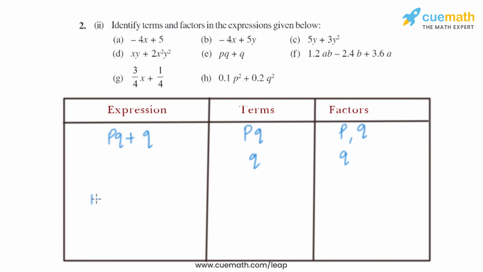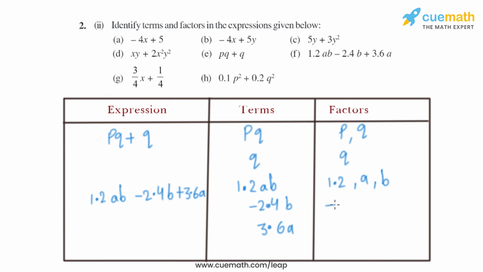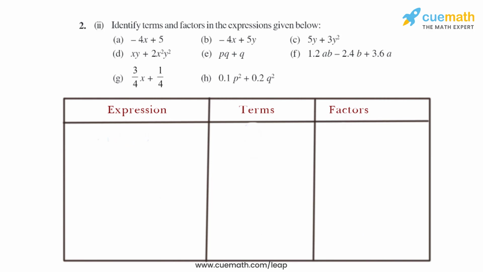Now let's move on to the F part. The expression that is given is 1.2 AB minus 2.4 B plus 3.6 A. The terms involved are 1.2 AB, minus 2.4 B and 3.6 A. The factors of 1.2 AB will be 1.2, A and B. Using the same approach, the factors of minus 2.4 B will be minus 2.4 and B. Similarly, for the last one, it will be 3.6 and A, as 3.6 and A both can divide 3.6A completely without leaving any remainder.